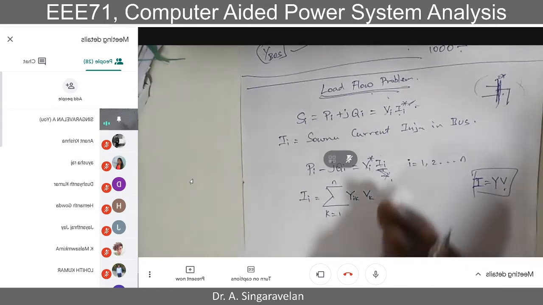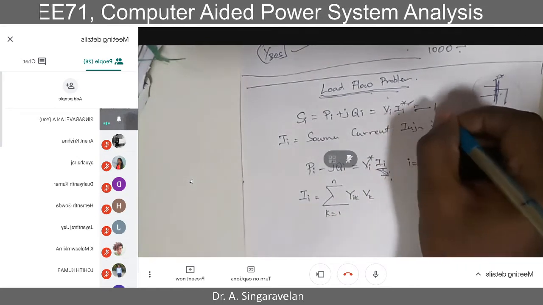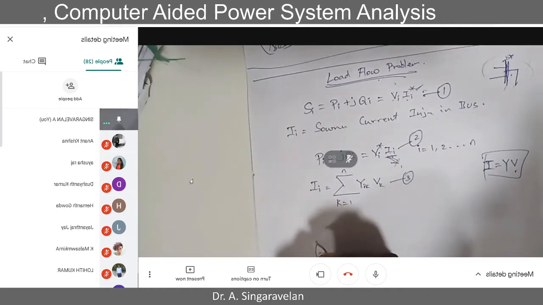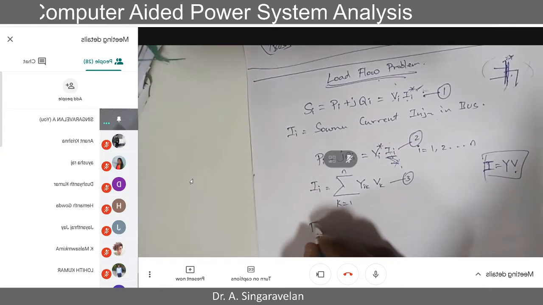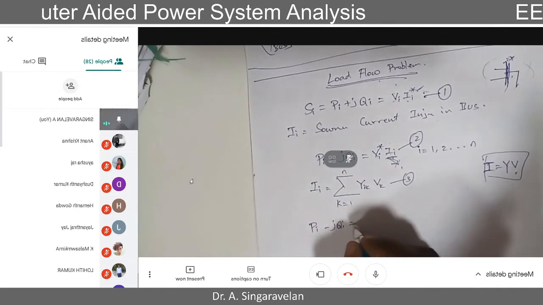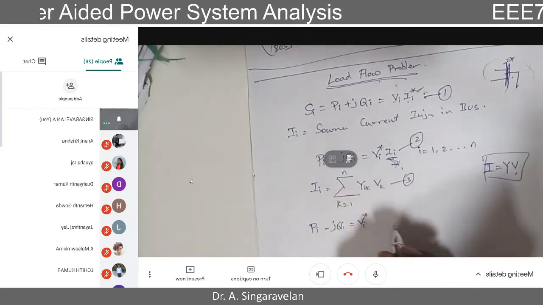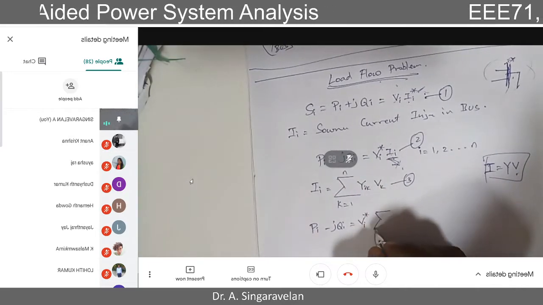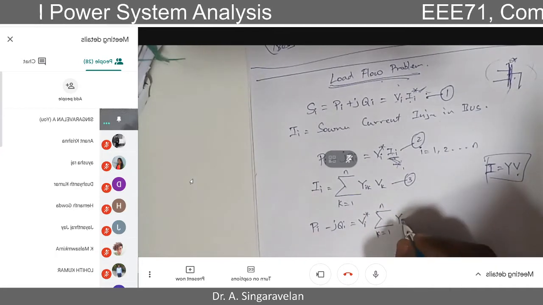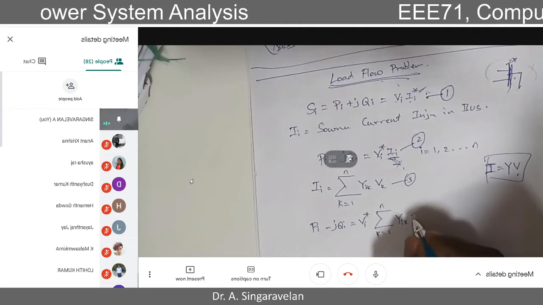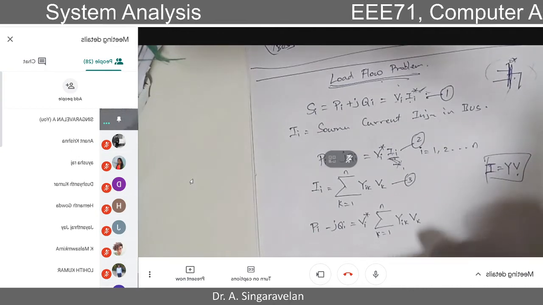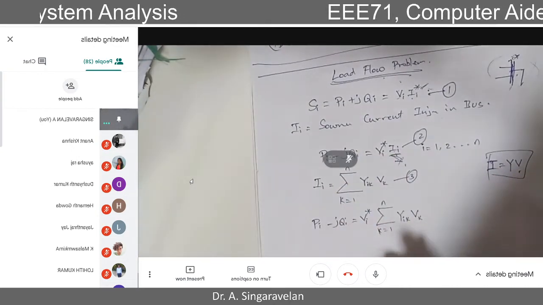If I apply this I in equation, say for example this is equation 1, this is equation 2 and this is 3. If I apply equation 3 in 1, then I will get Pi minus jQi is equal to, I made voltage as complex just for simplicity, nothing more, the summation k equal to 1 to n of the admittance of that particular bus and then the voltage of that particular bus. Okay, so these two are same.